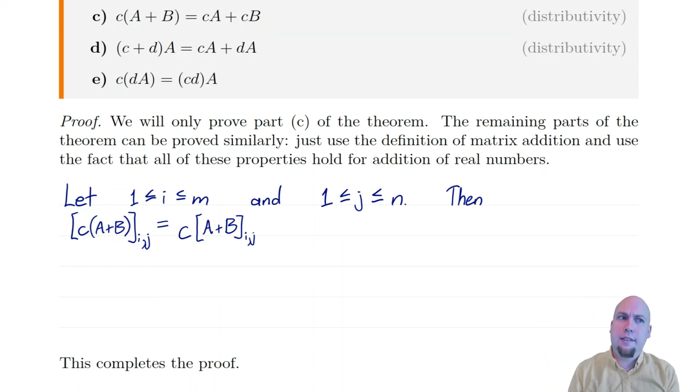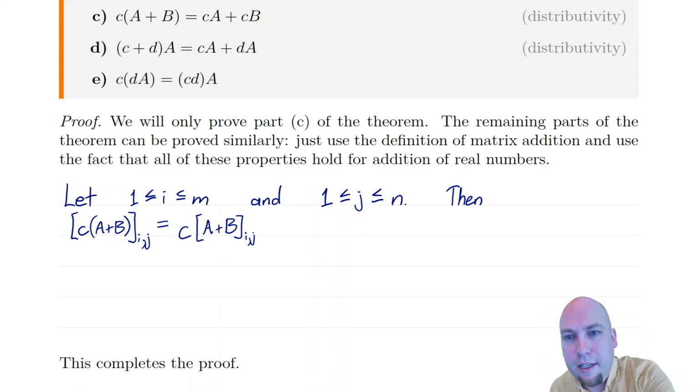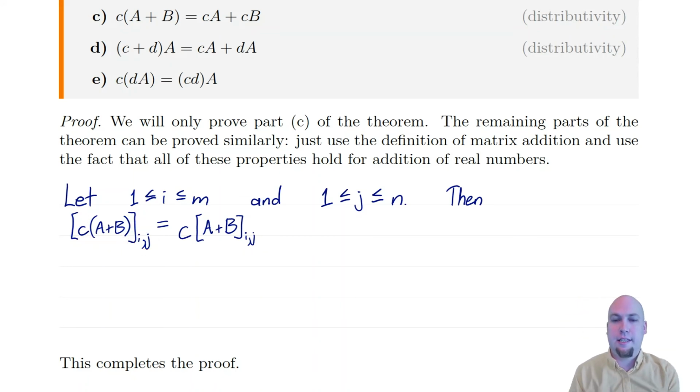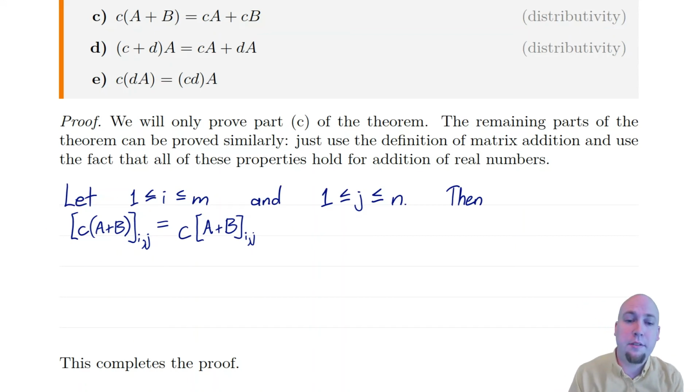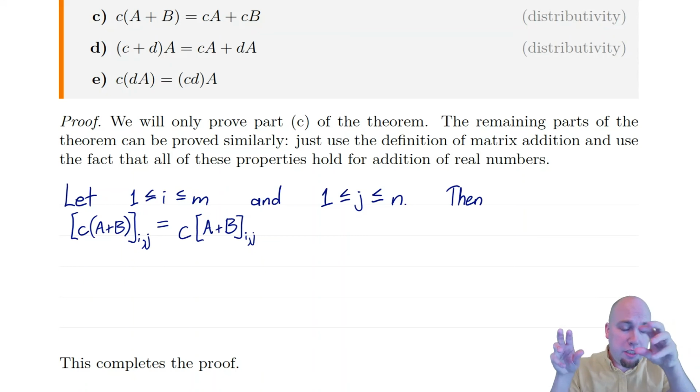Okay, well, the ij entry of the matrix on the left, which is C times (A plus B). Remember, this is one of those two notations that we introduced for the ij entry of whatever matrix is inside the square brackets there. So this means the ij entry of that matrix. Okay, and then you just start using definitions.